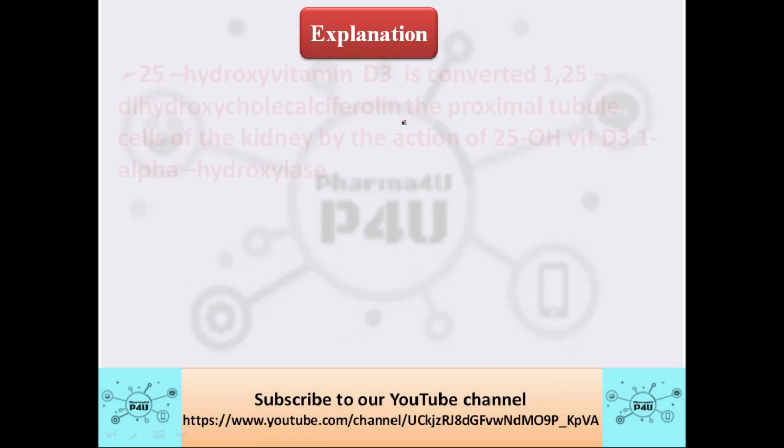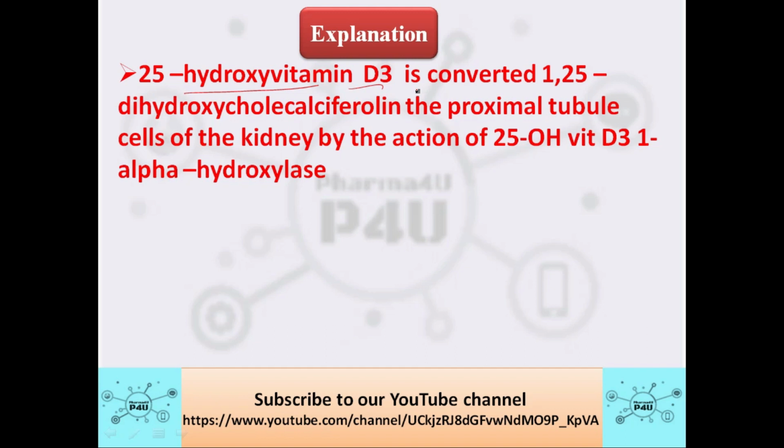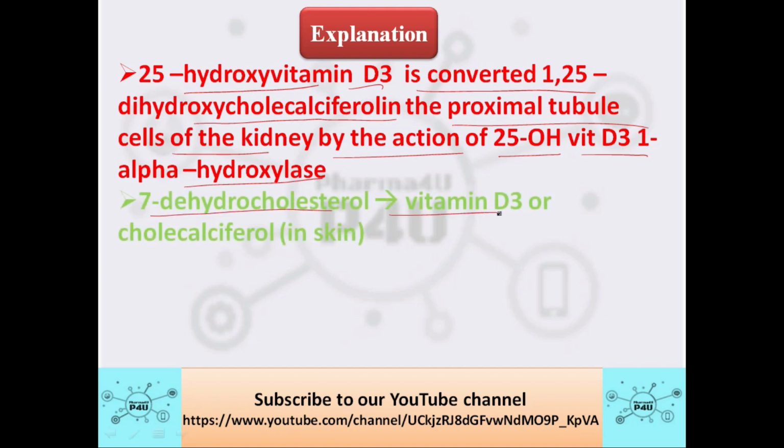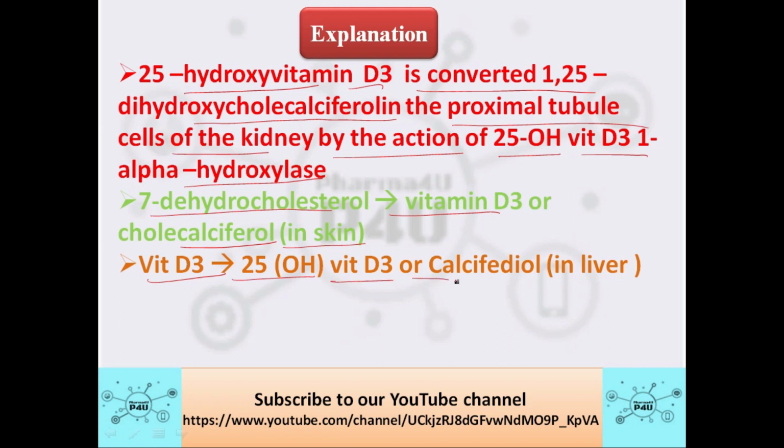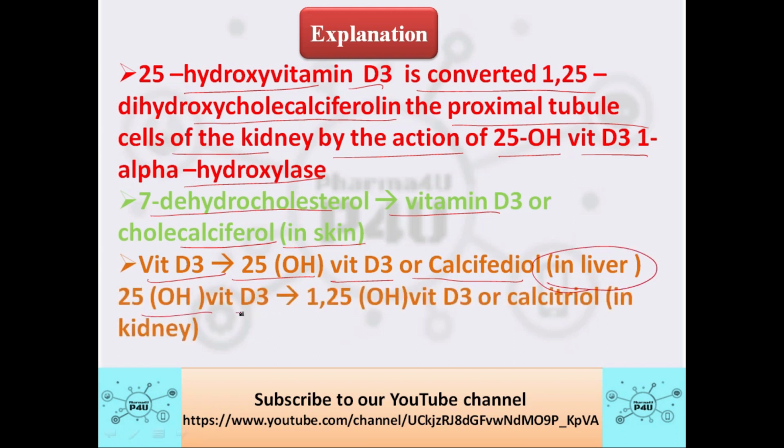Let's discuss with the help of the explanation that 25-hydroxy vitamin D3 is converted into 1,25-dihydroxycholecalciferol in the proximal tubule cells of the kidney, by the action of 25-OH vitamin D3 1-alpha hydroxylase. 7-dehydrocholesterol is converted to vitamin D3 or cholecalciferol in the skin, and 25-OH vitamin D3 or calcifediol forms in the liver. Then 25-OH vitamin D3 becomes 1,25-OH vitamin D3, calcitriol, in the kidney. So calcitriol in kidney, calcifediol in liver, and calciferol in skin. Students, just try to note down these points.